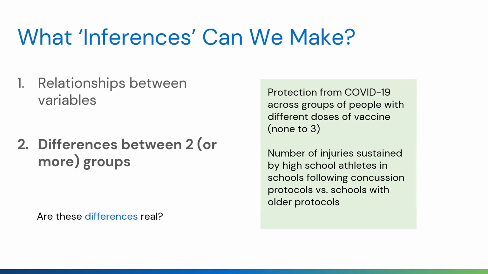What about the number of injuries sustained by high school athletes in schools that are following concussion protocols versus schools that are following older protocols that don't have concussion protocols? So you've got 2 different groups. And note, in that second example, I'm using institutions, schools, as my unit of analysis. So it doesn't have to be people. We can make inferences about other kinds of units, not just people. We can look at schools, organizations, we can look at states, different kinds of entities, and look at the differences. But it all comes back to the question, is this real?